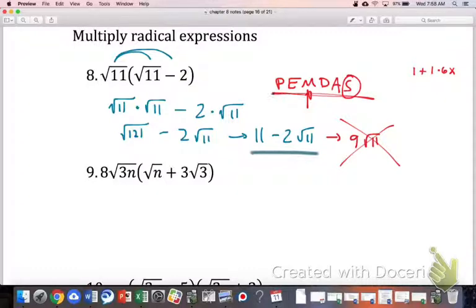PEMDAS. But so if we were going to try to simplify what you just said, there's no parentheses. There's no work in the parentheses to be done. There's no exponents to be done. Multiplication would come next. What's 1 times 6? 6.